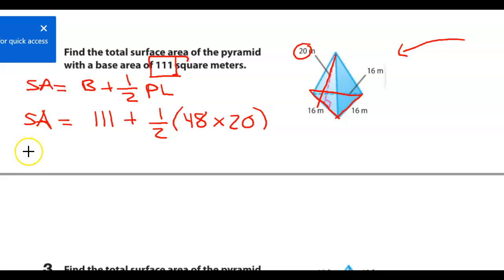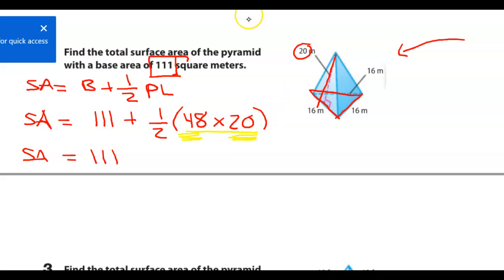Okay, so let's do surface area is equal to 111. And then let's see if we can figure out an easy way for you guys to do this. Several different ways, but let's try to do one way in our head. We can do 48 times 20 and take half of it. You guys know what 48 times 20 is in your head? Probably not. It's 960. If you took half of that, you'd get 480. So you do 111 plus 480. Or if you wanted to, you could take half of 48 and do 24, and then you would do 24 times 20.